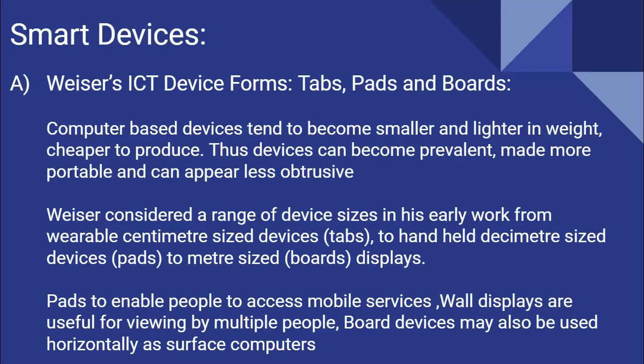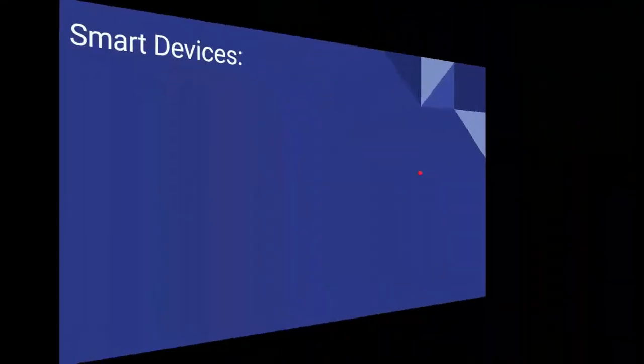Then Weiser considered a range of device sizes in his early work, from wearable centimeter sized devices, mostly the tabs, to handheld decimeter sized devices like pads, and then meter sized like boards. Like the smart boards, which some people use to give a kind of problem solving, and any kind of work that we do on the physical blackboard. So that kind of boards are there. Okay, so this is the first point.